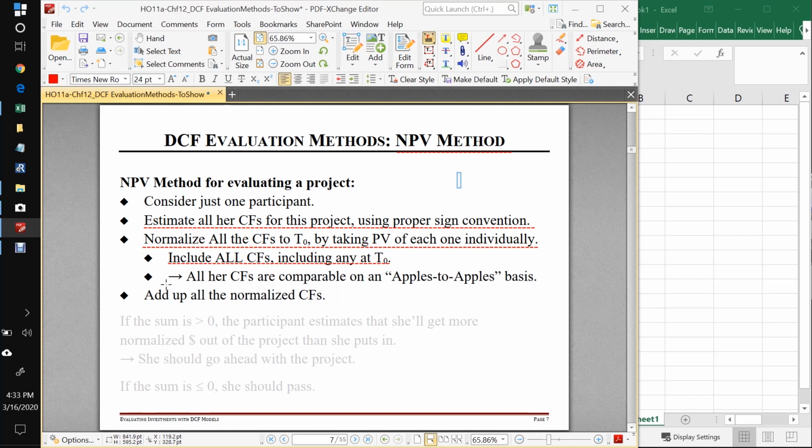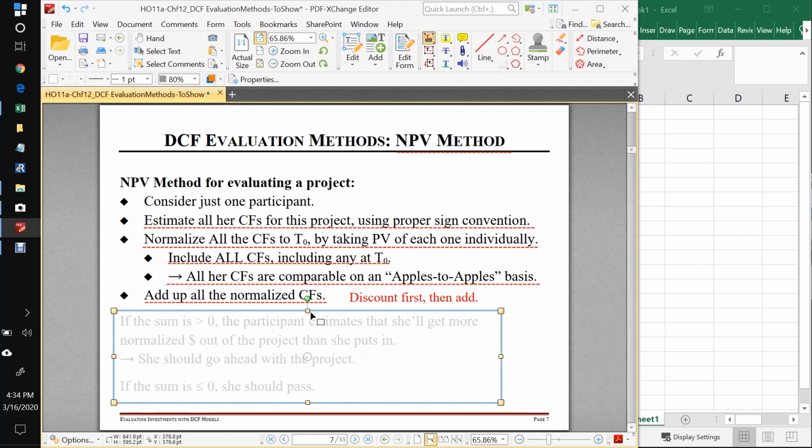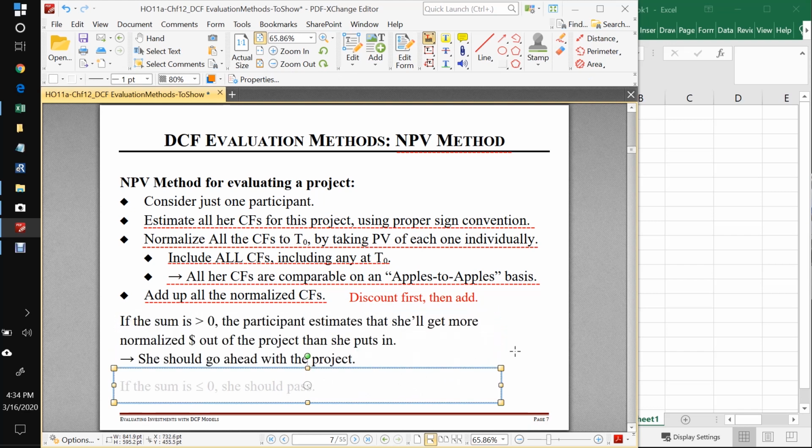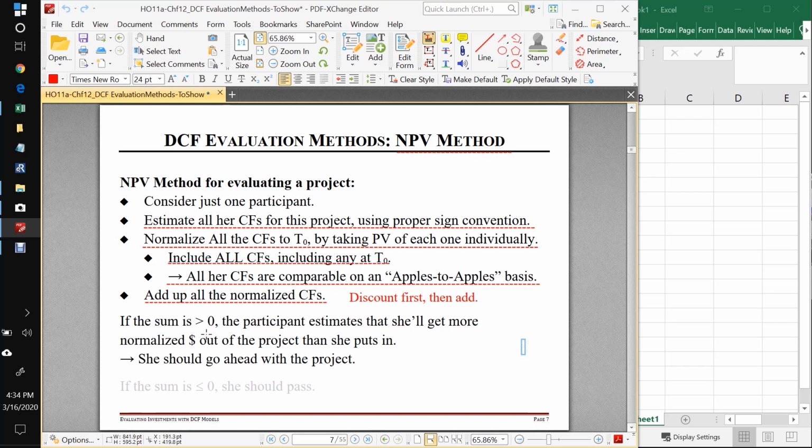And once we've estimated this participant's cash flows for this project, and we've normalized them all back to t equals 0, now they're comparable on an apples to apples basis. That's why we had to discount them all back to t equals 0, because now they're on an apples to apples basis and we can compare them. How are we going to compare them? We're going to simply add them all up. So discount first, then add. That's always our rule, right? Discount first, then add.